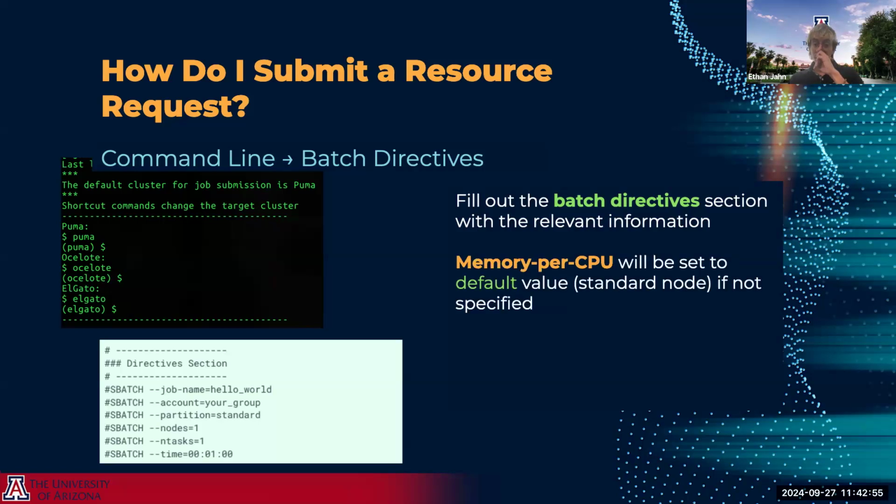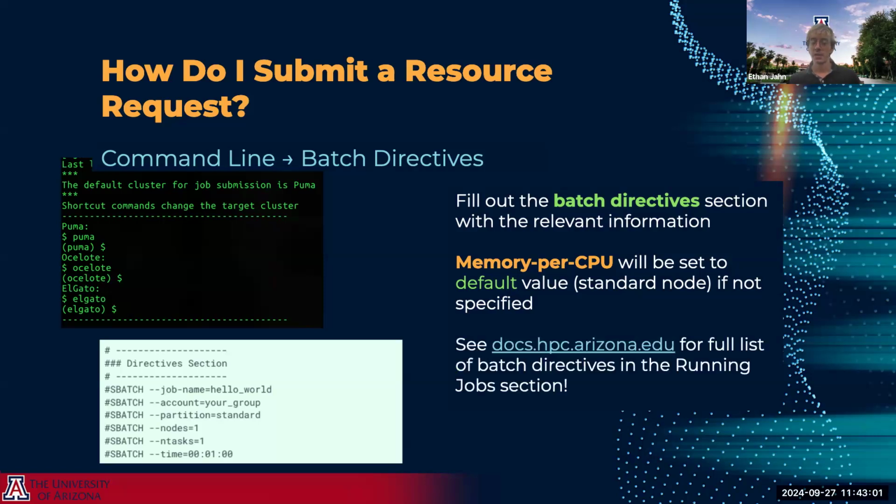Memory per CPU will be set to a default value on the standard node if it's not specified. And see our documentation. This website is slightly outdated. It would be hpcdocs.hpc.arizona.edu, just as a note if that doesn't work. And we do have a full section on batch directives in our running jobs section of that documentation. So please check that out. There's a lot of great information in there.